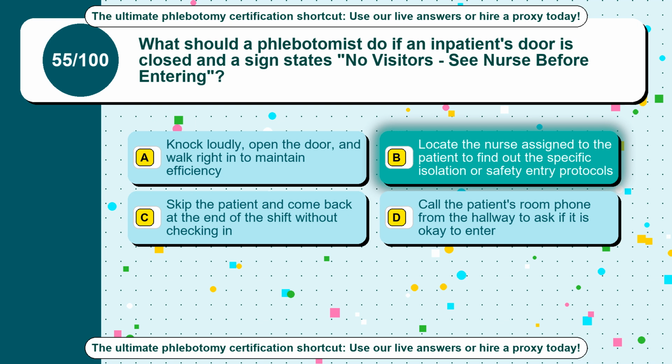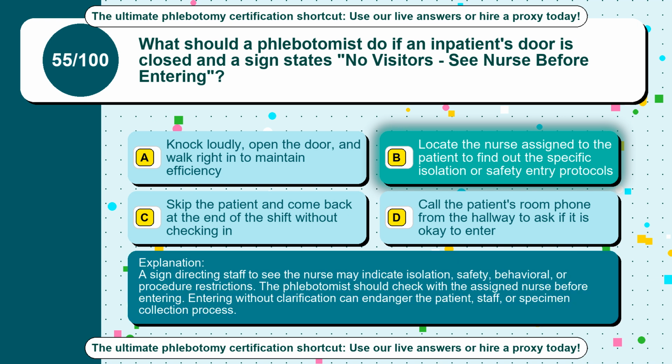The correct answer is option B, locate the nurse assigned to the patient to find out the specific isolation or safety entry protocols. A sign directing staff to see the nurse may indicate isolation, safety, behavioral, or procedure restrictions.